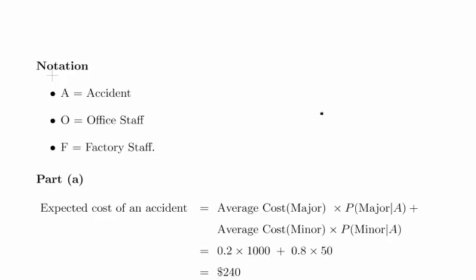So the first thing we do is set out our notation for events. So A is the event that a person has had an accident. O is that the person is office staff, and F is that the person works in the factory. Now these are complementary events, okay? And we're assuming that these two events describe all of the people in the factory, such that they're either office staff or factory staff, and that they are complements.